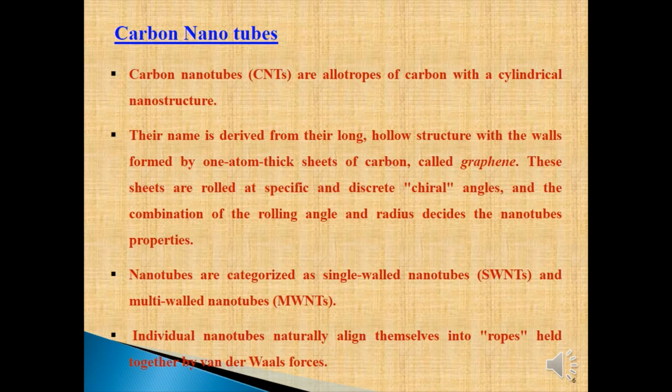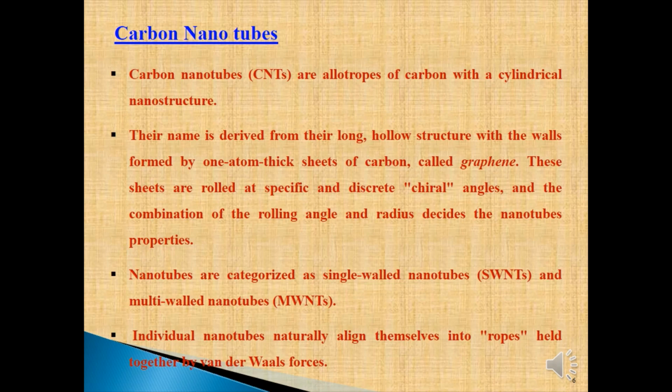Next important type of nanomaterial is carbon nanotubes. Carbon nanotubes, also known as CNT, are allotropes of carbon with a cylindrical nanostructure. Their name is derived from the long hollow structure with the walls formed by one-atom-thick sheets of carbon called graphene. These sheets are rolled at specific and discrete chiral angles, and the combination of rolling angle and the radius decides the nanotube properties.